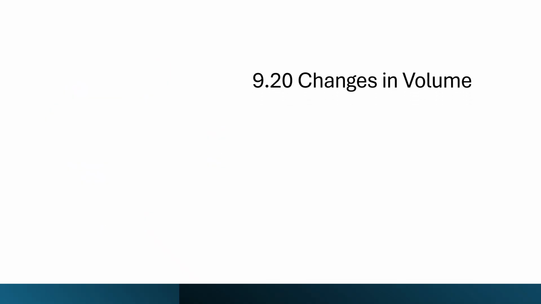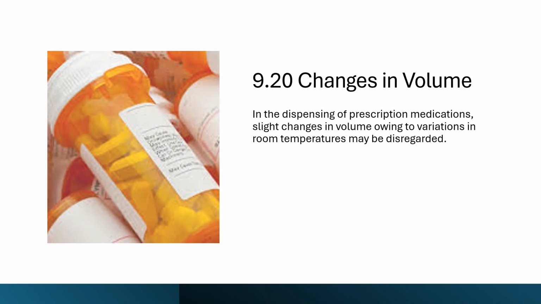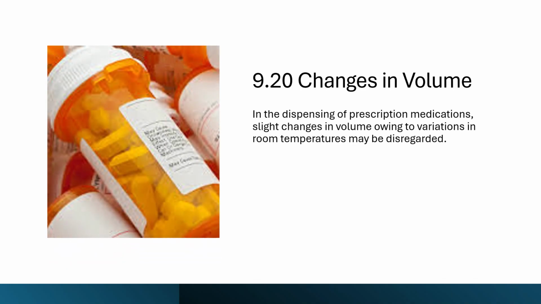Now the next section is 9.20, that is change in volume. First let's understand what change in volume is. Change in volume means a small increase or decrease in the space a liquid occupies, right? Usually that is caused by variation of temperature. If there is a change in temperature, then definitely there will be a change in the volume of that particular liquid or medication.